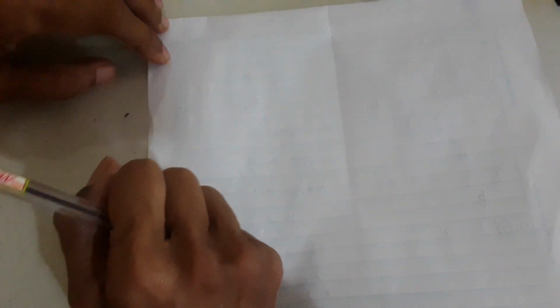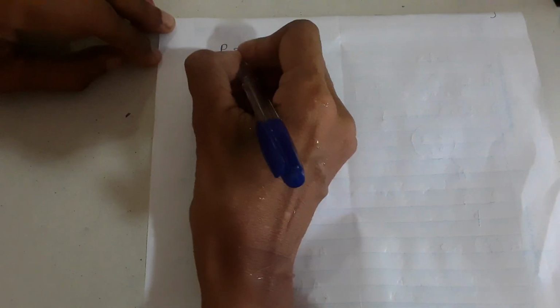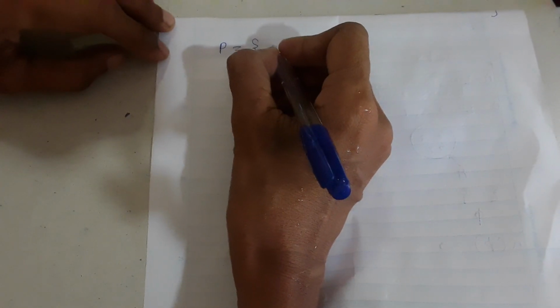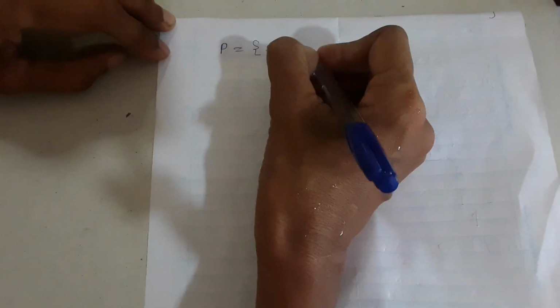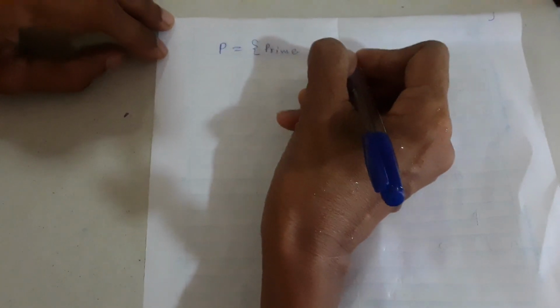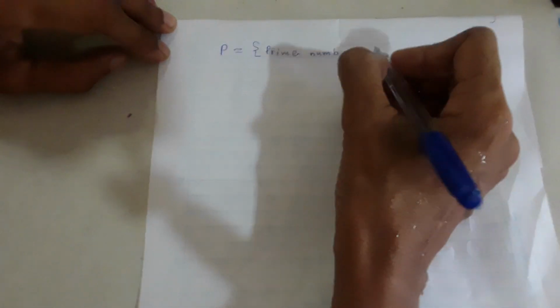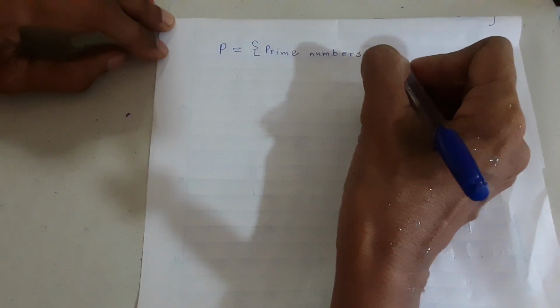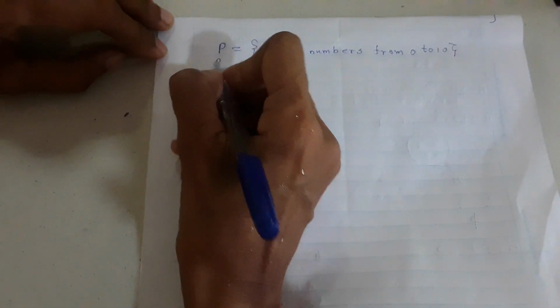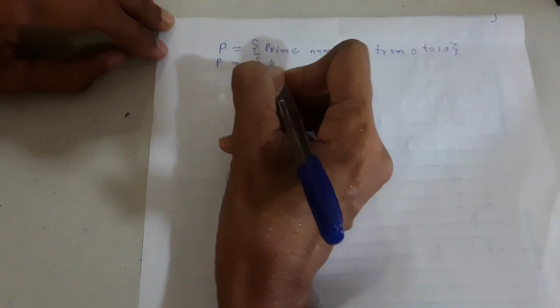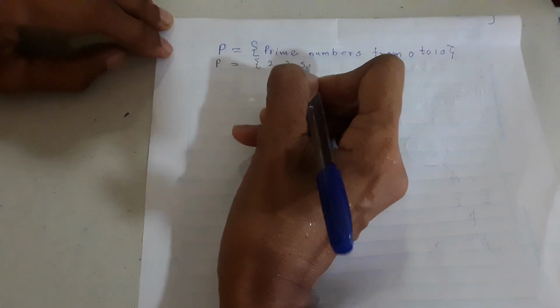Now we are going to learn about finite sets and infinite sets. The set P is the prime numbers from 0 to 10. The elements of the set P are 2, 3, 5, 7.